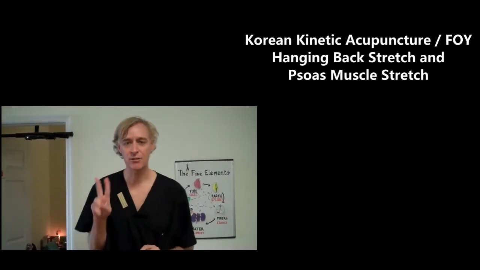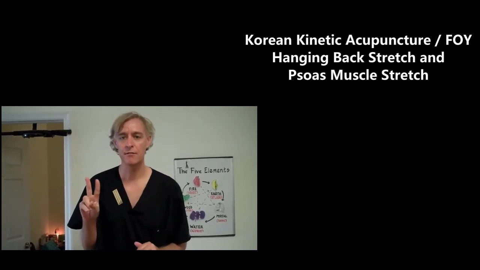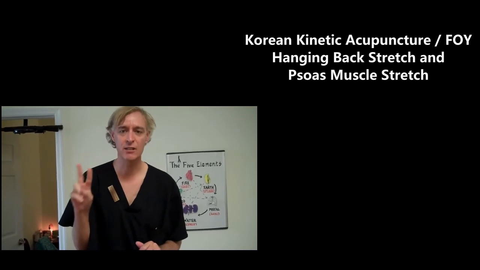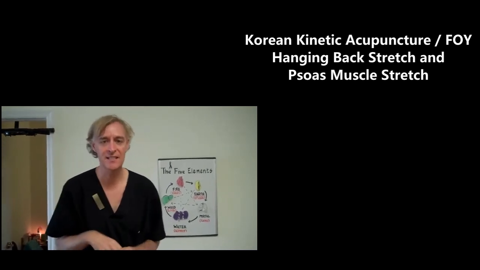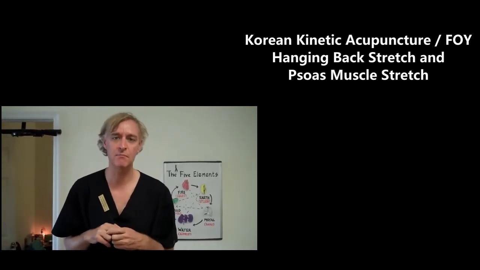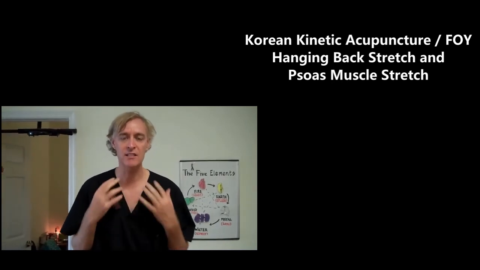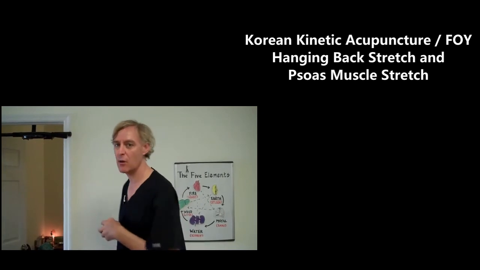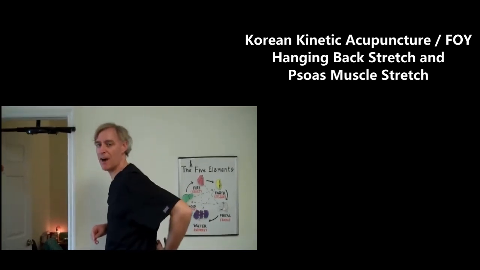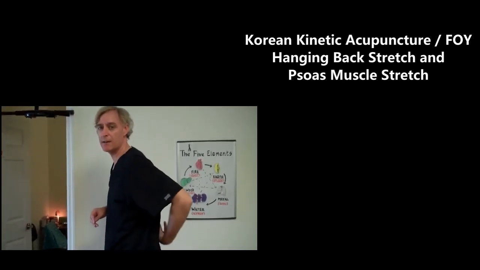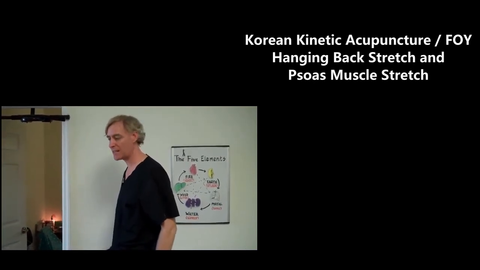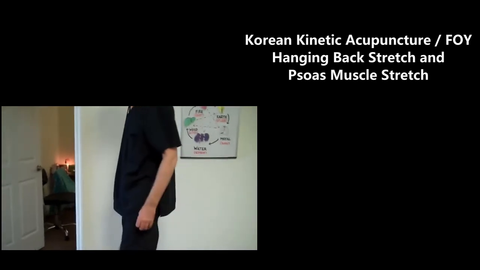I'm going to demonstrate two stretches. The first is going to be pretty straightforward, while the second I do need to explain a little bit. The second includes the psoas muscle stretch. Now, the psoas muscle is the strongest muscle in the body. The psoas muscle attaches at the 5 lumbar vertebrae here on the lower back. The job of the psoas muscle is to flex the hip like this.